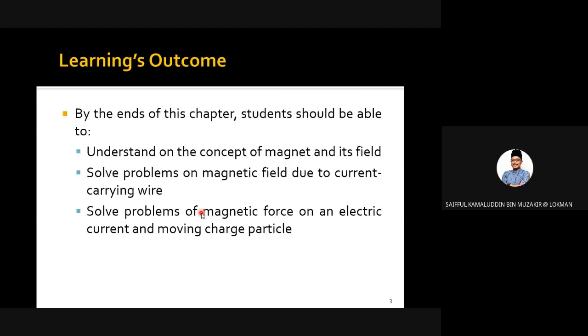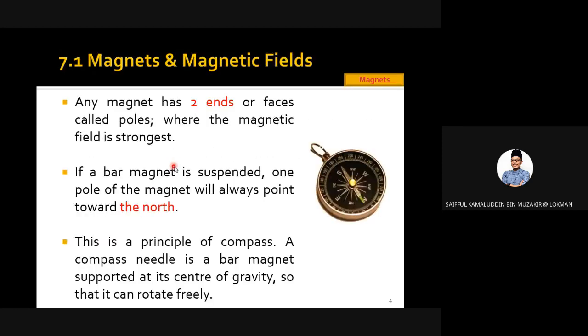By the end of this chapter, students should be able to understand the concept of magnet and its field, solve problems on magnetic field due to current carrying wire, and solve problems of magnetic force on an electric current and moving charge particle. So we have three things to make sure that we have the knowledge to solve this type of problem. Any magnet has two ends or faces called poles, where the magnetic field is strongest. The two magnet ends are known as the north and south pole.